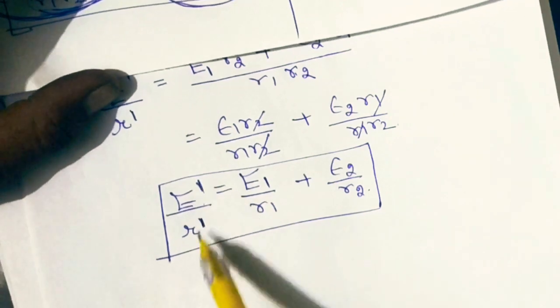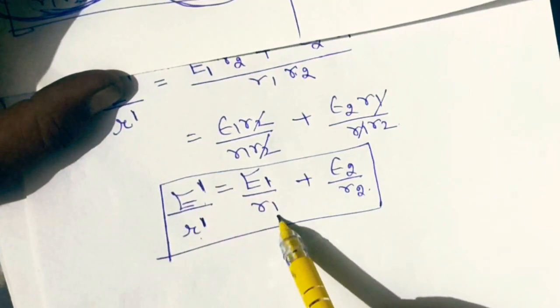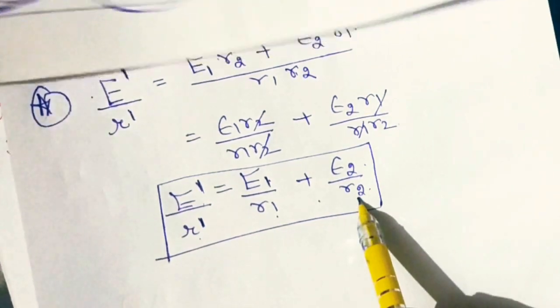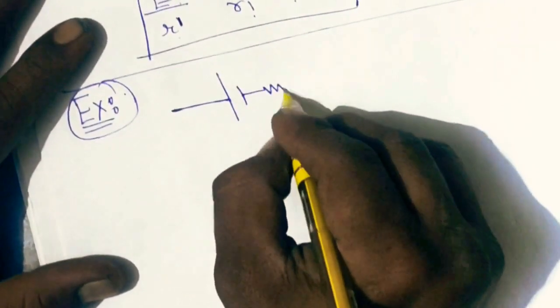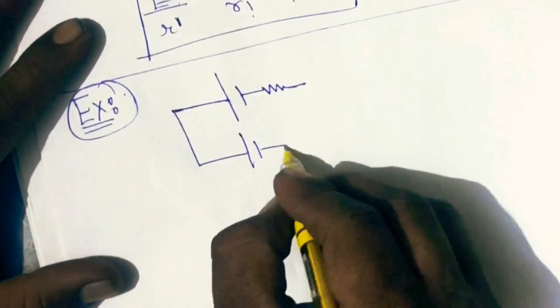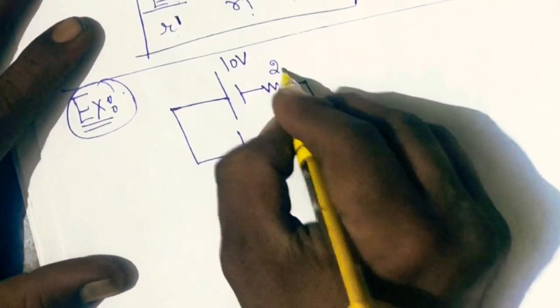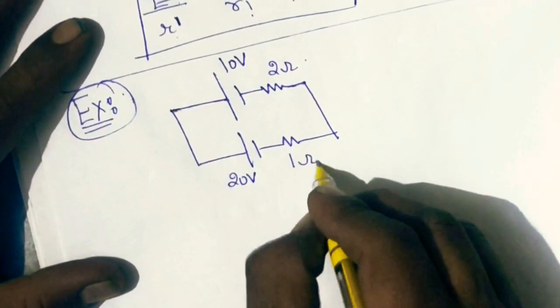That net EMF upon net resistance is equal to EMF of first cell upon resistance of first cell plus EMF of second cell upon resistance of second cell. Let's solve an example and then you will get a little bit more understanding of this. Let's say we have two cells. One is of 10 volt EMF, its internal resistance is 2 ohm. The other is of 20 volt, its internal resistance is 1 ohm.